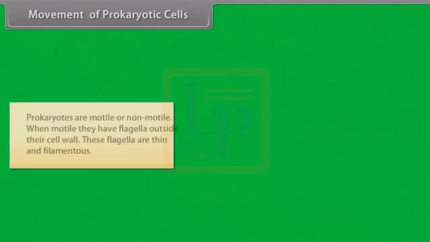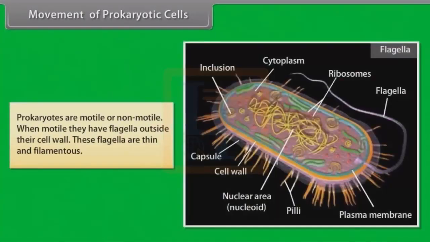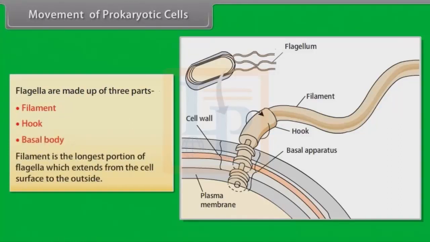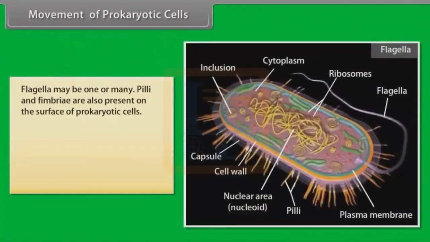Movement of prokaryotic cells. Prokaryotes are motile or non-motile. When motile, they have flagella outside their cell wall. These flagella are thin and filamentous. Flagella are made up of three parts: filament, hook, and basal body. The filament is the longest portion of the flagella, which extends from the cell surface to the outside. Flagella may be one or many.